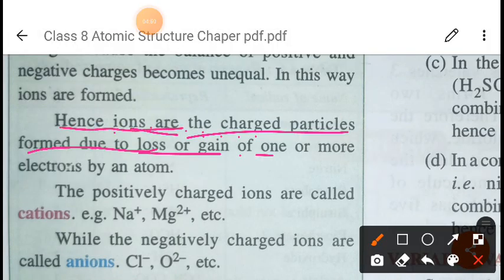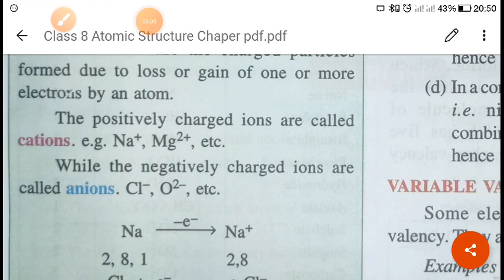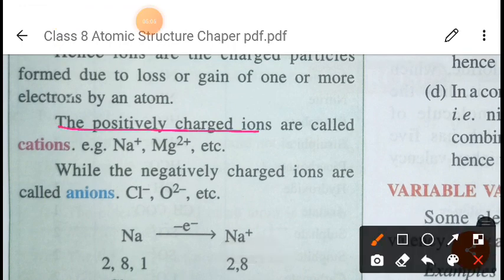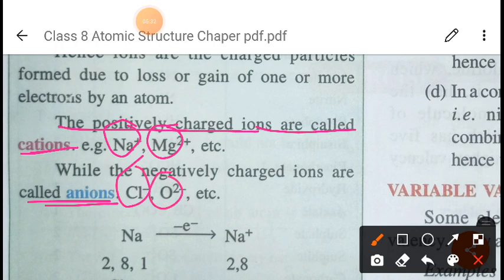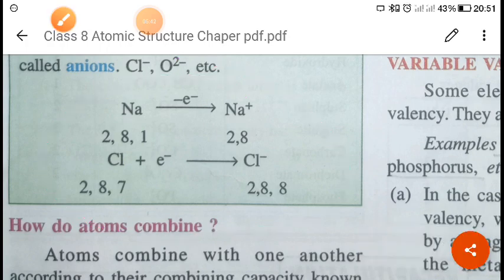As we noted, ions are charged particles formed due to the loss or gain of one or more electrons by an atom, right? When they give an electron, they form a positive charge, and positively charged ions are called cations. If any neutral atom is giving its electron, at that time it is converting into an ion, and that ion is called a cation. Next, when they gain an electron, they develop a negative charge, and at that time it is called an anion, as you can see in the case of chlorine or oxygen. One example is given here, the example which I have given you previously, right? I hope you have understood the concept of ions, right?